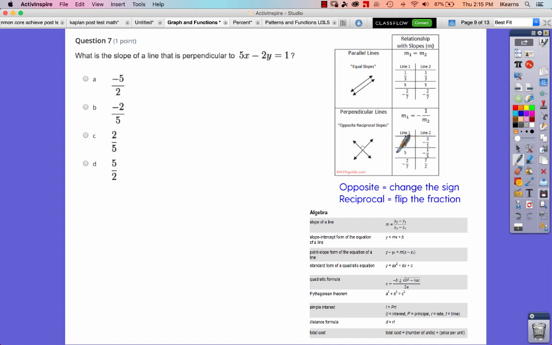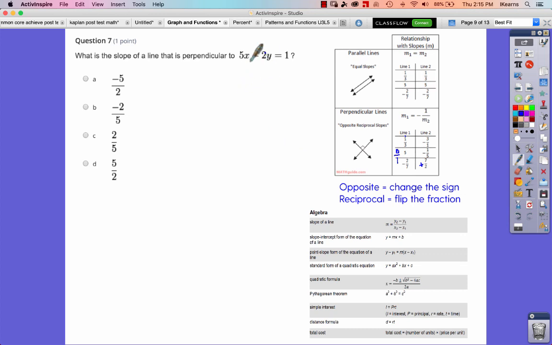If it's 5, you can also write 5 as 5 over 1. So when you flip it, it becomes 1 over 5. And then again, change the sign, make it a negative. If it starts off negative, like negative 2 over 7, a perpendicular line is going to be 7 over 2. Okay, so you'll change the sign to a positive here. Again, you don't normally write that.